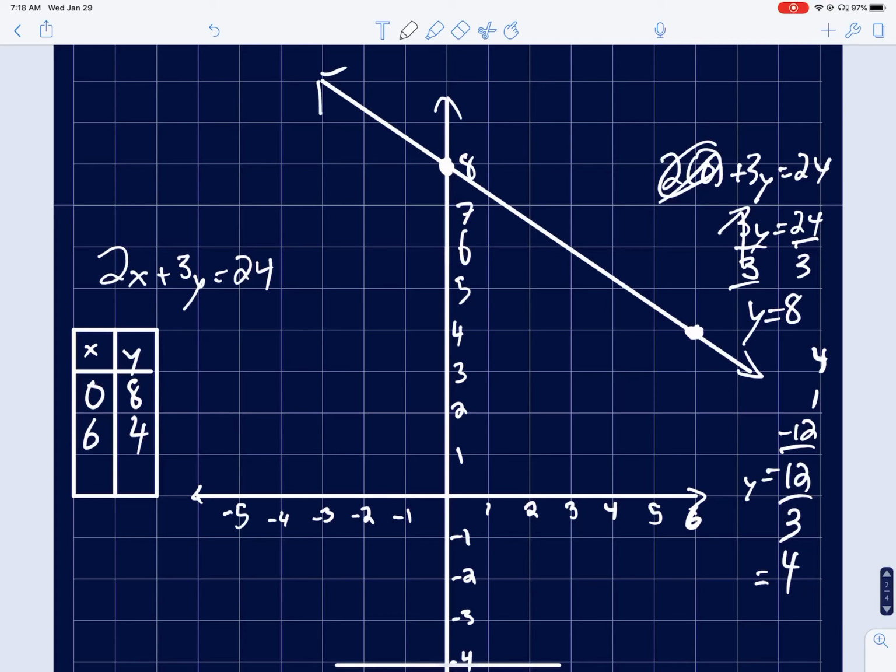And we are done. So you have two options when you come to standard form. You can make a table, or you can make sure you isolate that variable y and put your equation in y equals mx plus b form.